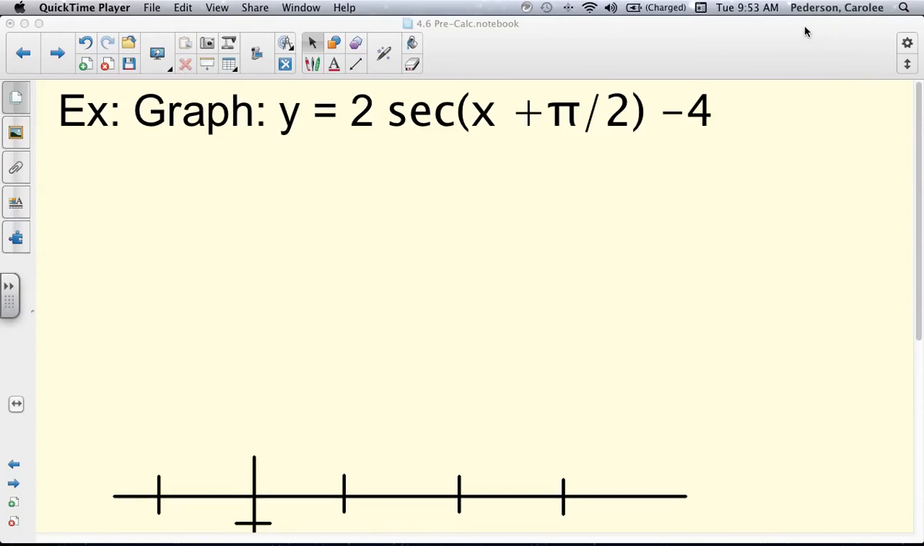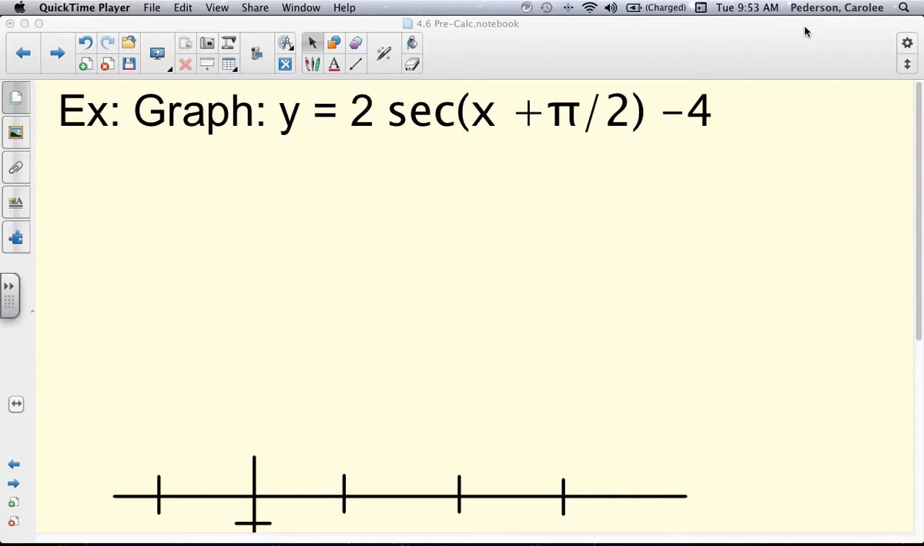This is 4.6, day 1, part 2. We've just graphed the parent function for the cosecant and the secant. We have one example left. We're going to graph this function: y equals 2 secant of x plus pi over 2 minus 4.